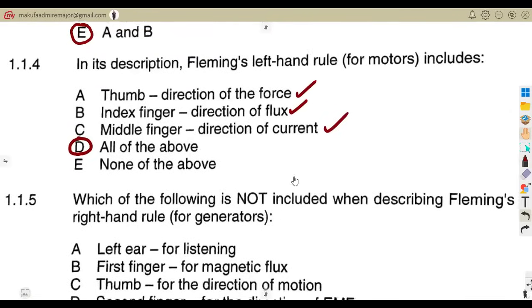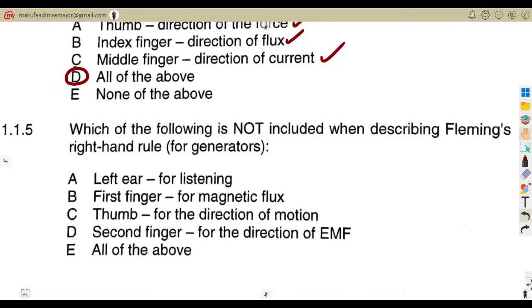All right, this is the left hand, sorry. Working with the left hand. Then on this other part, which of the following is not included when describing Fleming's right hand rule for generators? Which of the following is not included of these?